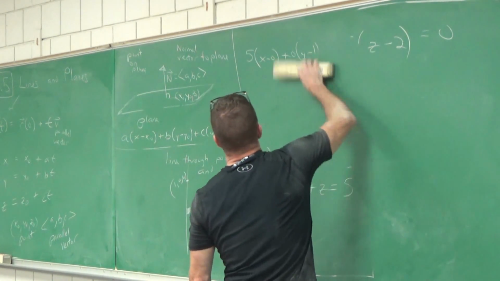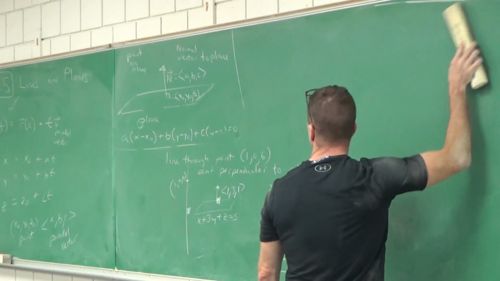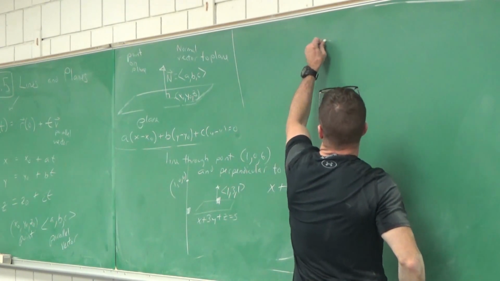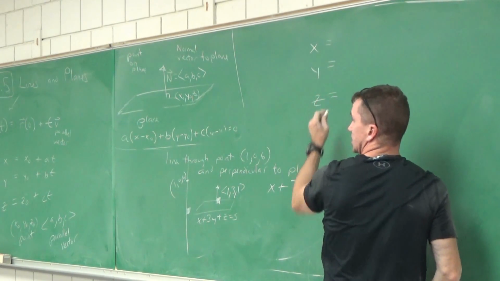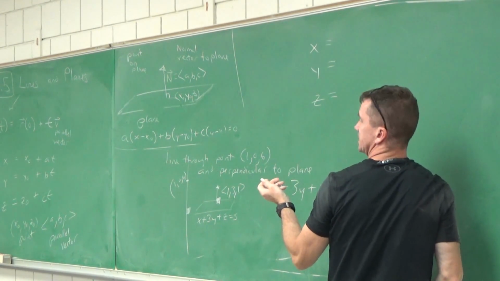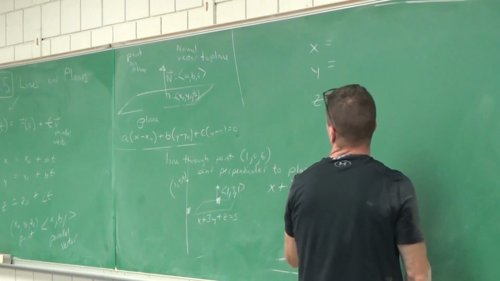Let's go fill it in. We get... I read it vertically. Want to write my parametric equations? You can write it as a vector if you want. x equals, y equals 0, z equals, what's the point?